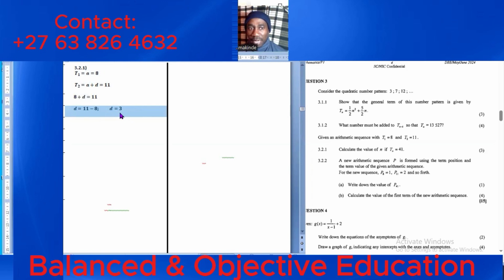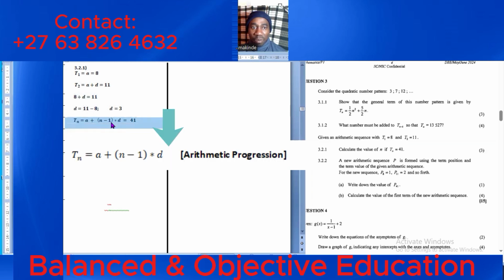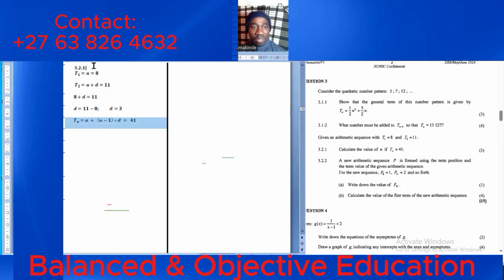Now, to solve that question, we have to write an expression for Tn. Let's write an expression for Tn. So you know the formula for Tn is A plus n minus 1 into D. And we set that to 41 because that is the value that was given to us there. So here A is 8, then our common difference is 3. So if we solve that appropriately, we will come up with a Tn expression of 3n plus 5. Right, so that is what we have there.